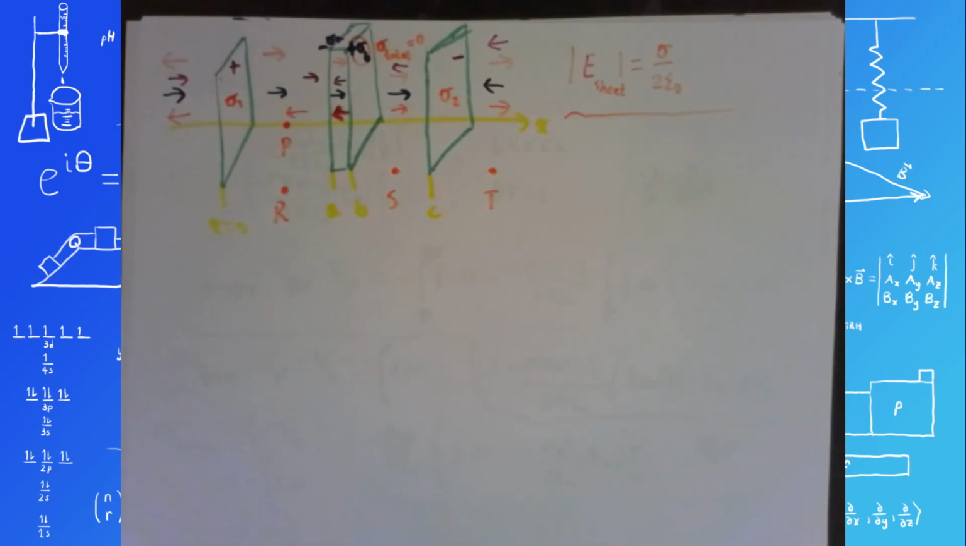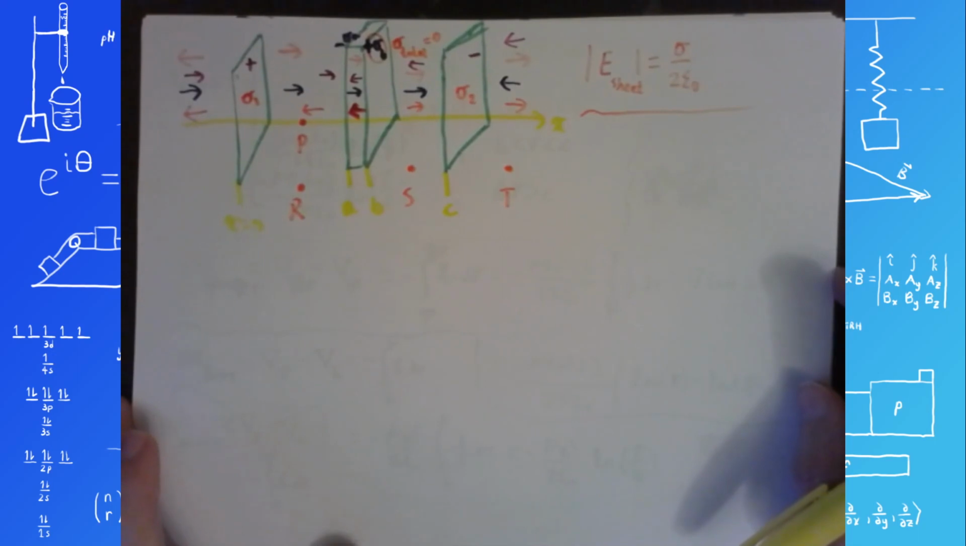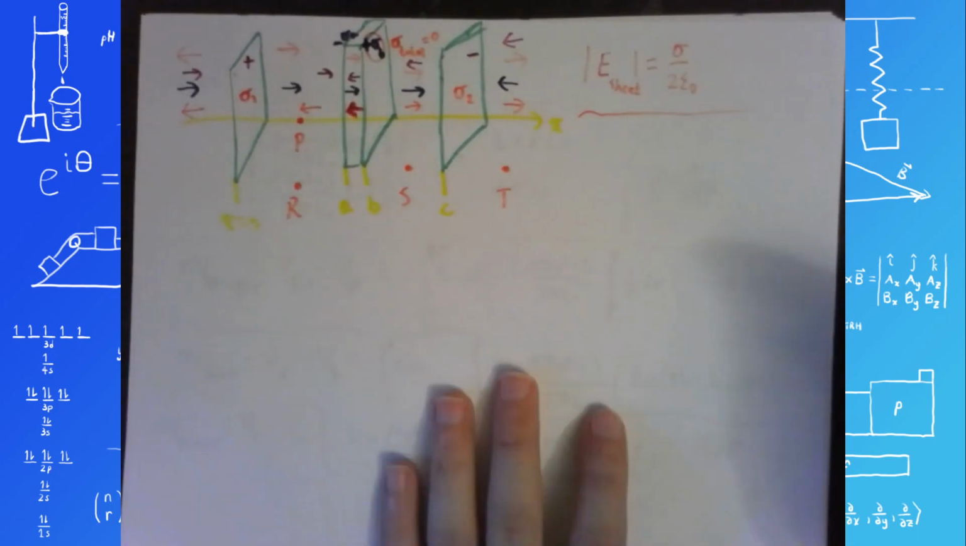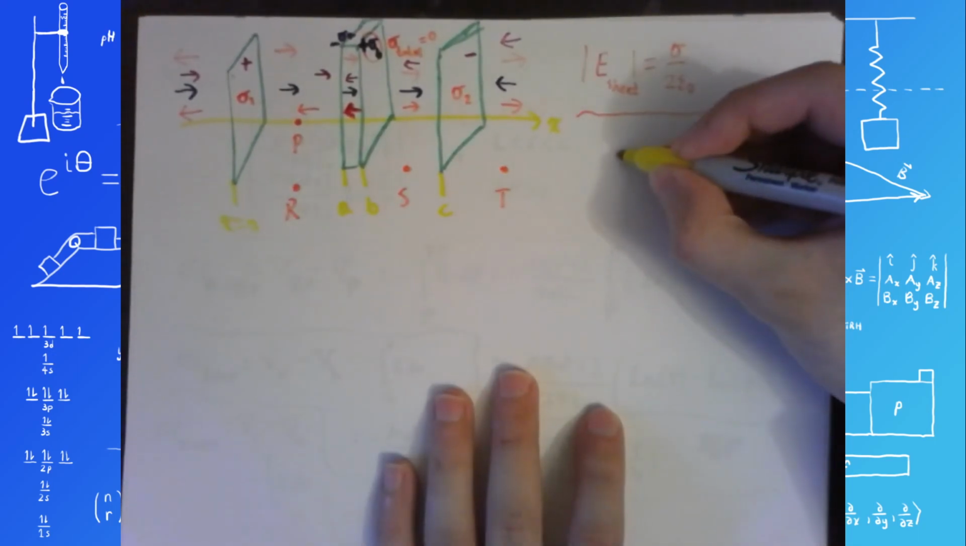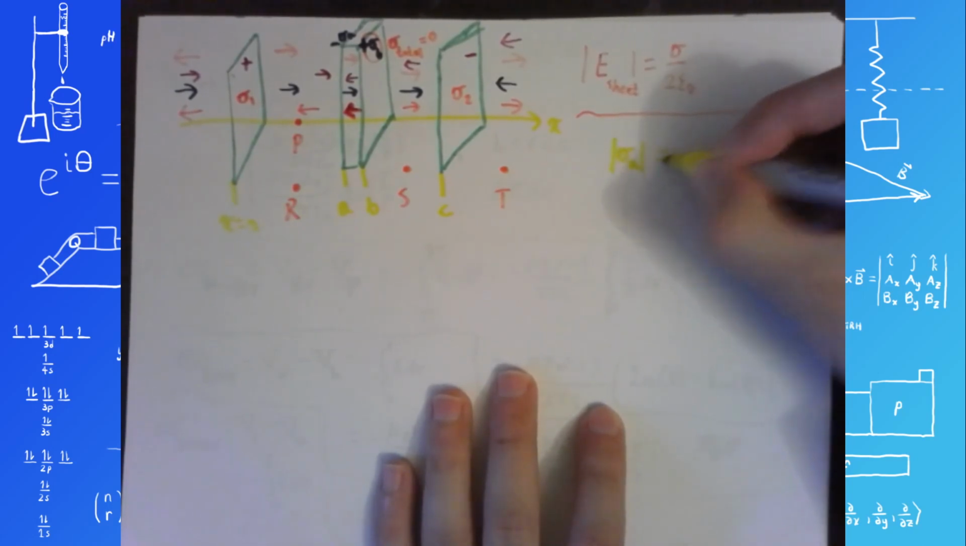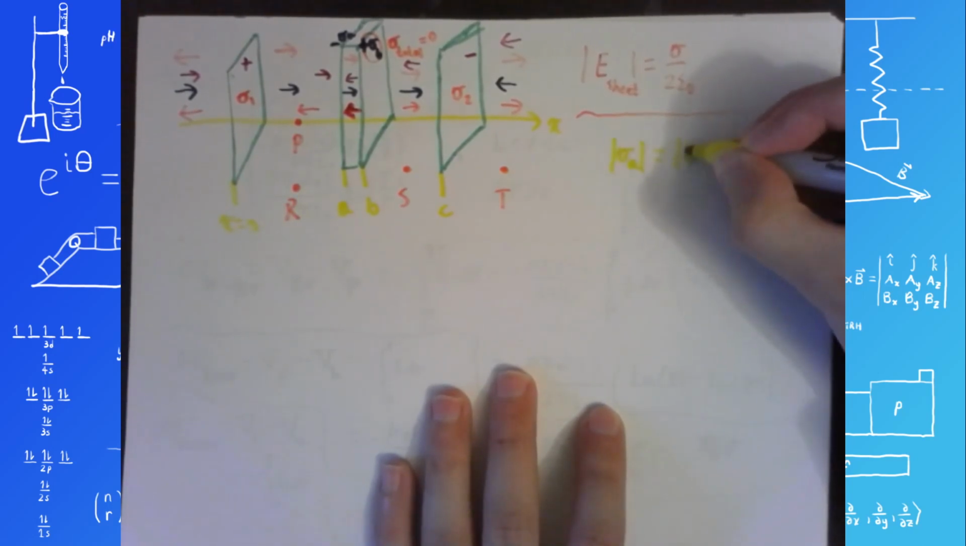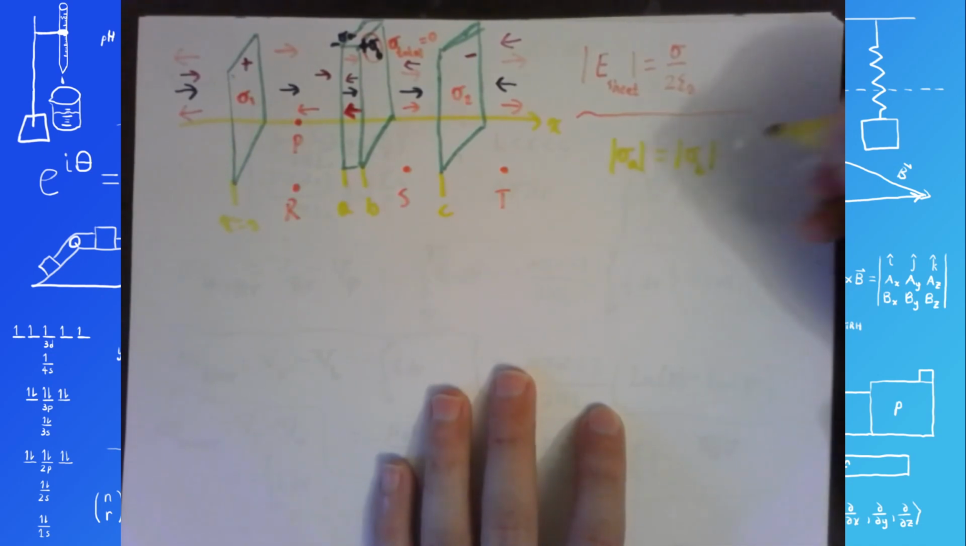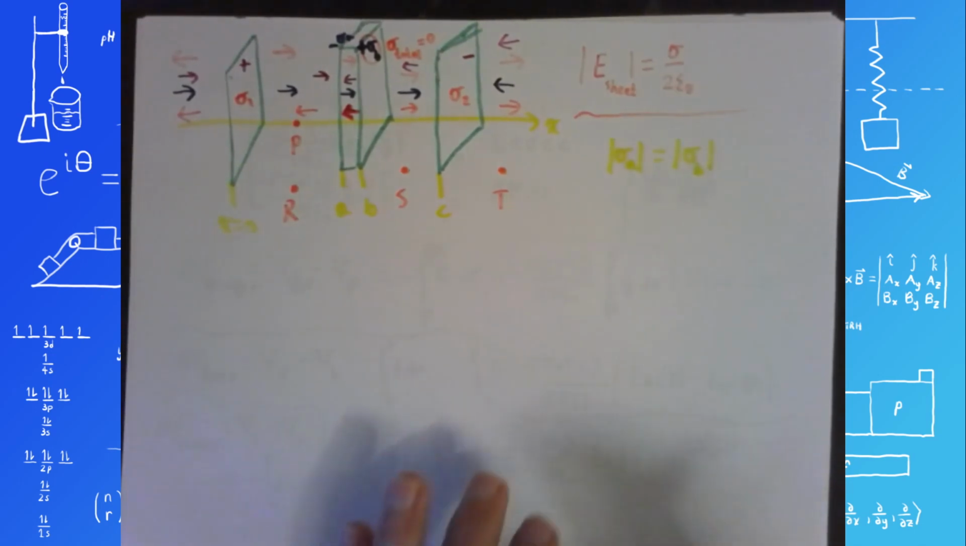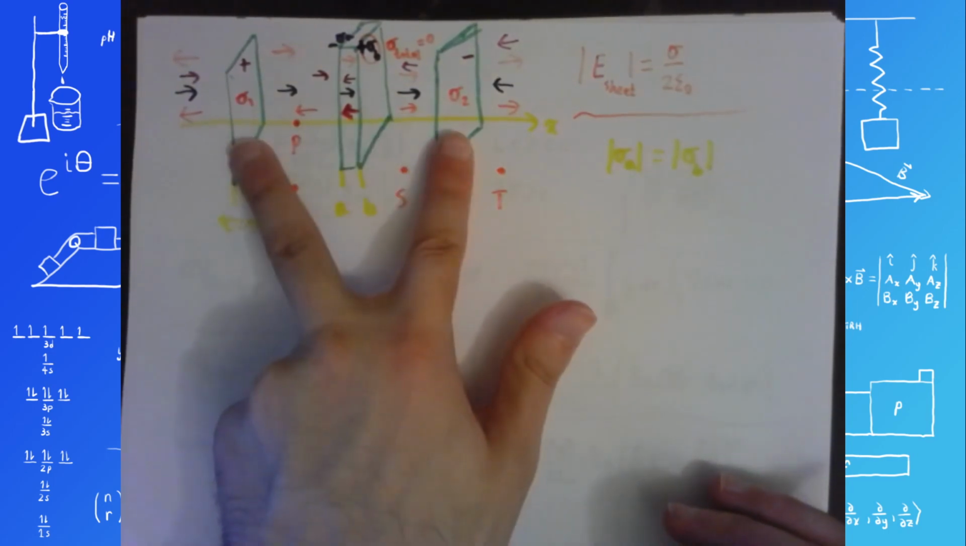And this time I'm going to adopt the other convention I was talking about last week, which is just a magnitude-only approach. So I'm going to say whatever sigma a is, the magnitude of sigma a equals the magnitude of sigma b. And what else can I say? How do they relate to sigma 1 and sigma 2?